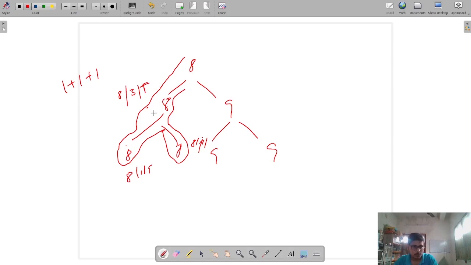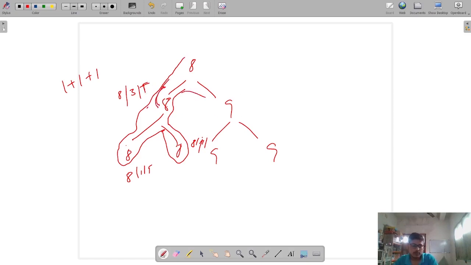If this is false but this is true, or this is true, or both of them true, that doesn't matter, then we will return actually false. If this total subtree is a single value subtree, then we will return true from here only. Okay, from here to here.